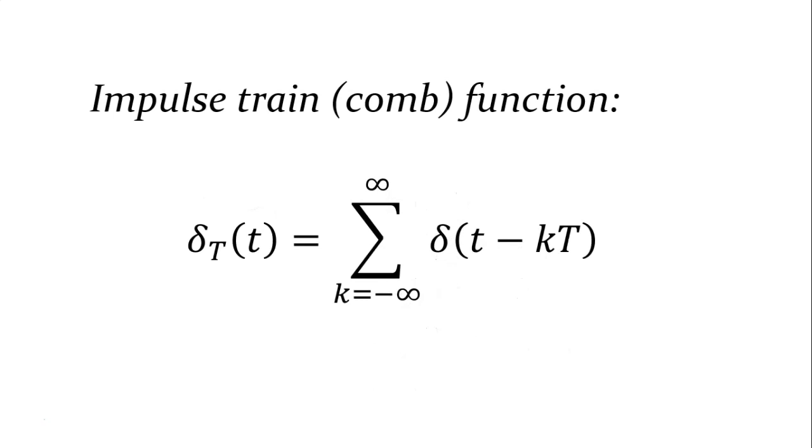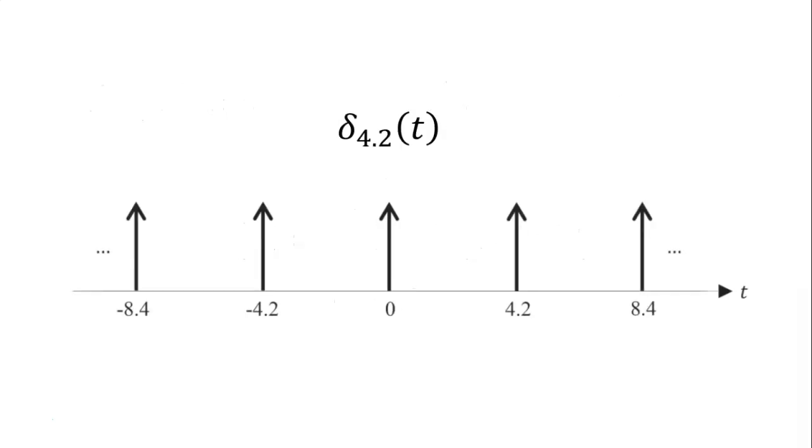Here is a summation that describes this impulse train function that is also called the comb function. For example, this is a plot of an impulse train having period capital T equal 4.2 seconds.